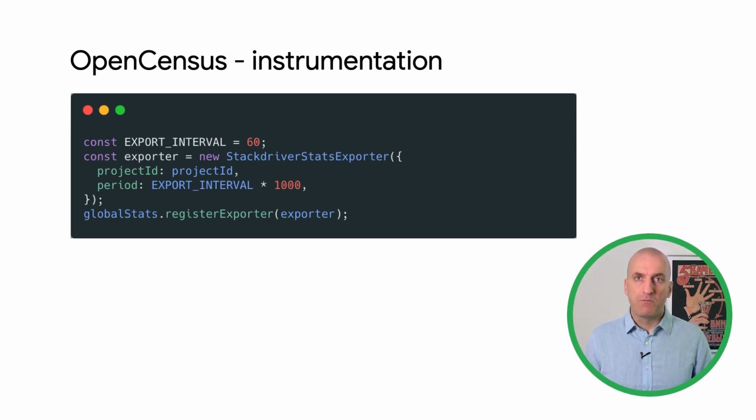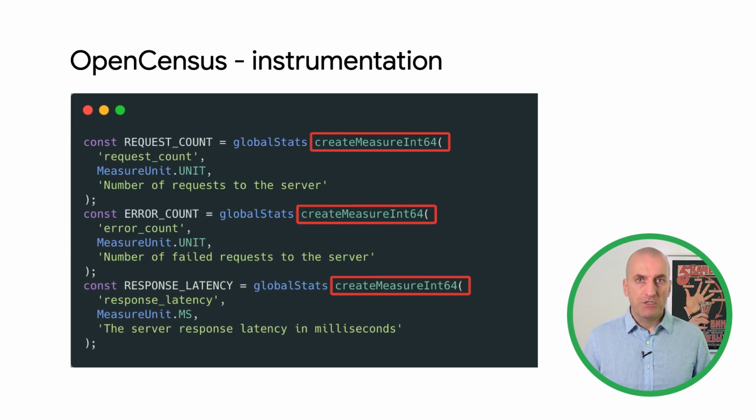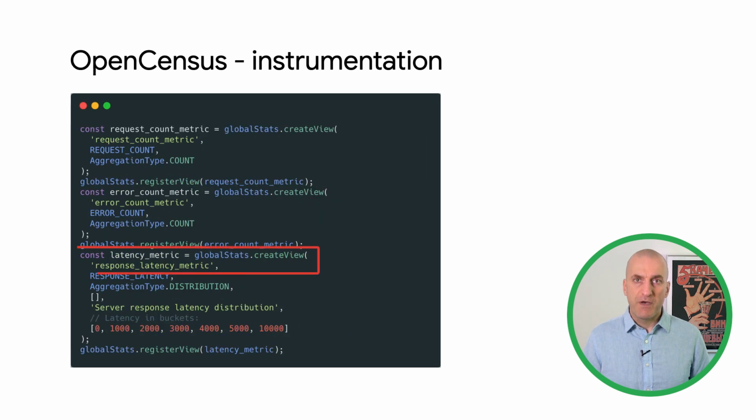Start by configuring the Cloud Monitoring Exporter. This will send the metrics you captured directly to Cloud Monitoring, where you'll then use them to create SLIs and define SLOs. Next, define a measure for each metric. Measures describe how the data points themselves will be recorded. Create a view for each measure. Views are basically the time series you'll be adding data points to. They also include information about how that data will be aggregated.